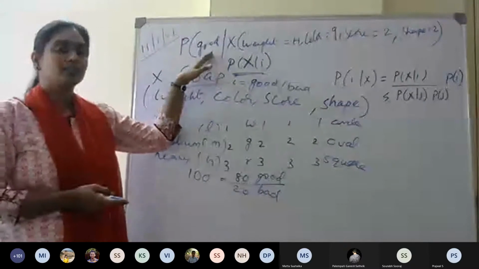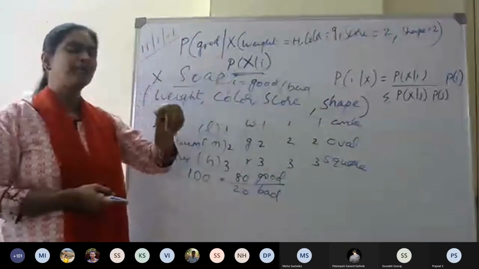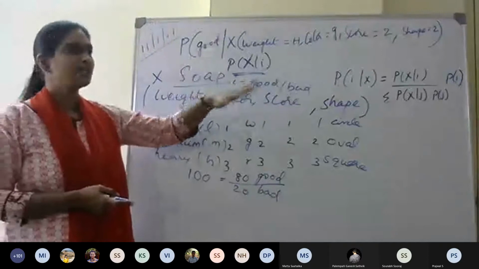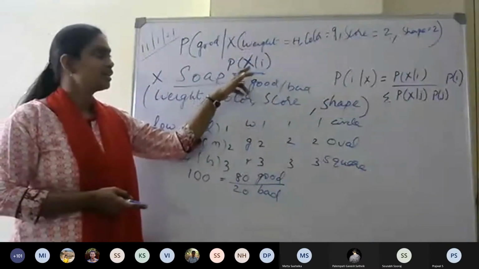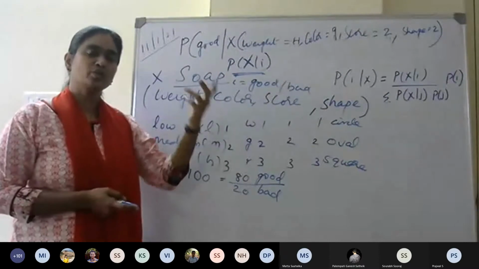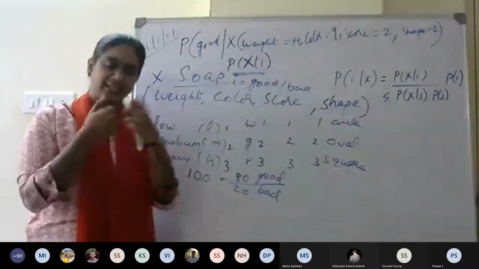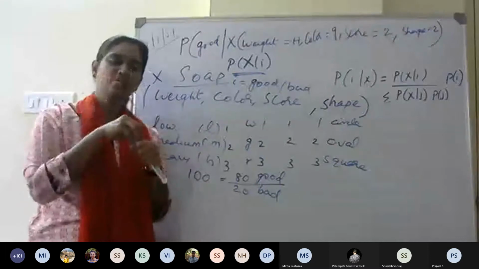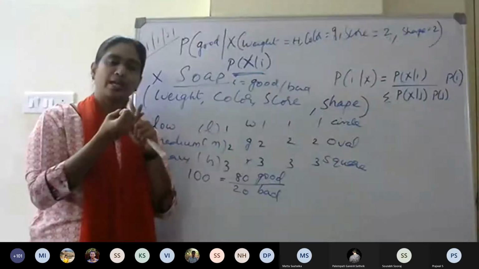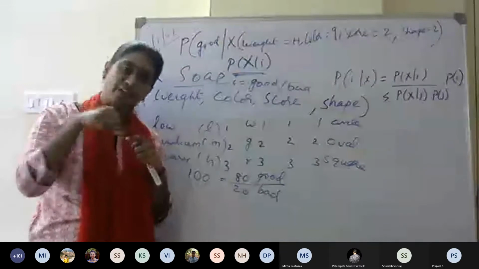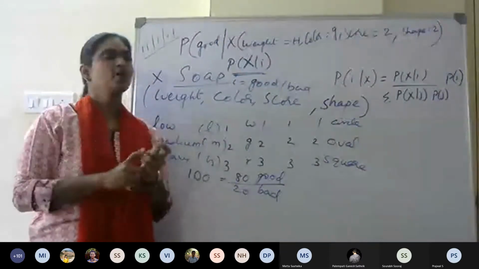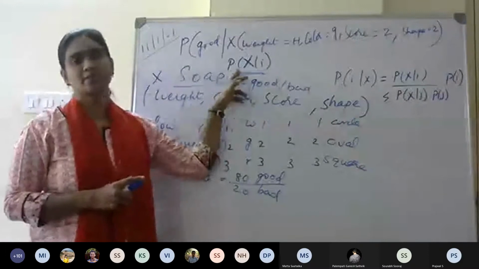I want to find, given a soap, what is the probability that it is good, given the evidence that these are the features. For that, I take a soap. If you are given a soap, you can find its weight, its color, its shape, and its people's preferential score. If the soap is given to you, you can find all this.